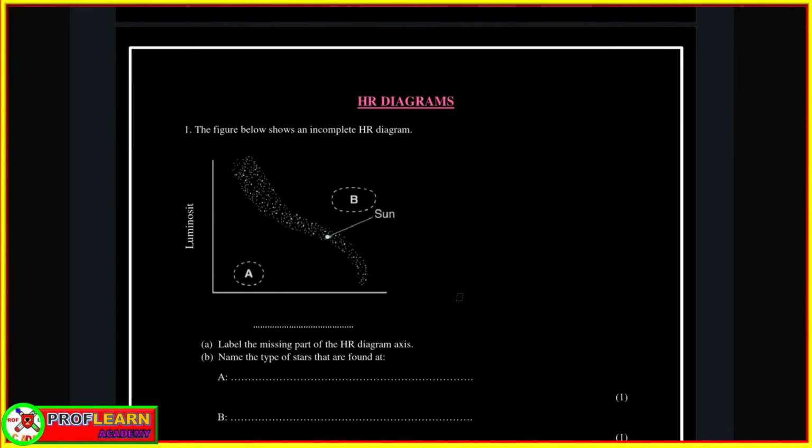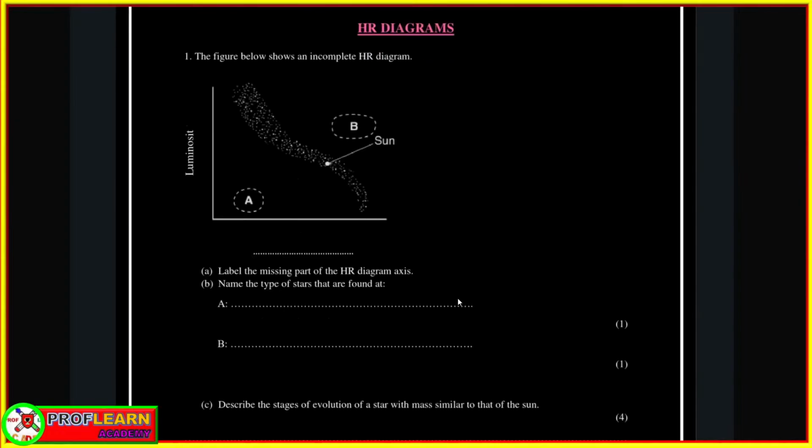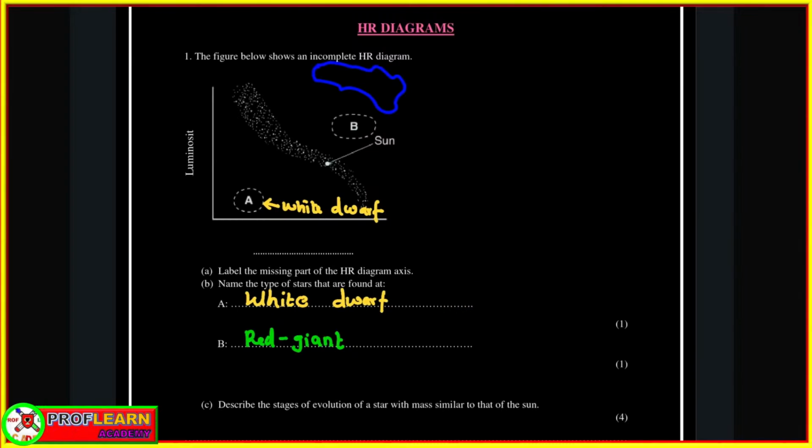A, if you look at it from the previous section that we looked at, is the white dwarf. We said these are hot stars, but they are less bright because they are small. And then at the top, we have red giants. Now I want you to write in the comment section: what does X represent? Just write that so that I can see whether we are together.